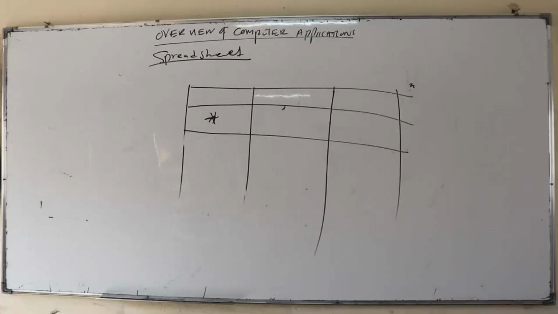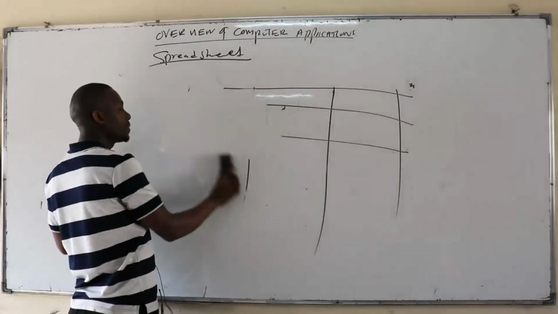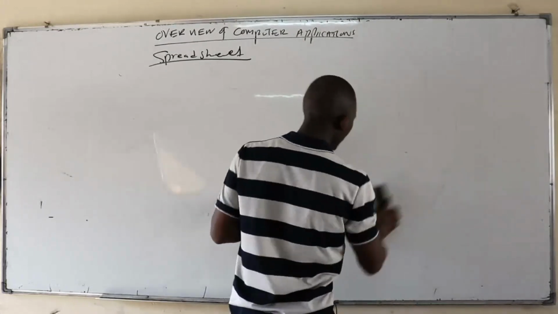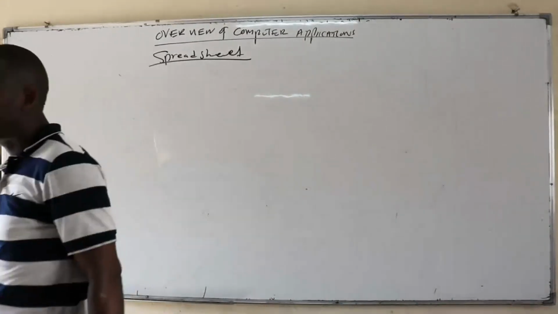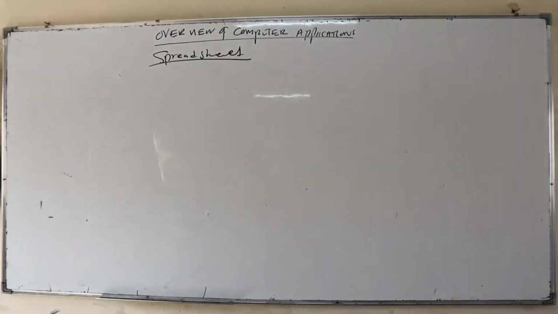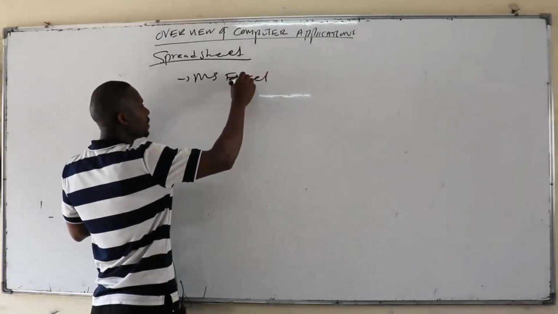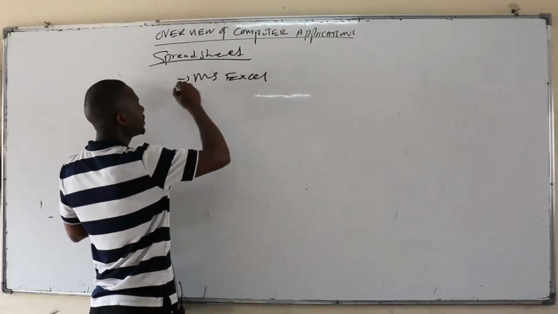So we'll finish with the main spreadsheet applications. Maybe you can write examples of spreadsheet programs. When we talked about applications at the beginning, we also talked about spreadsheets, and we wrote just a few. Here you can write others. Number one, we have Microsoft Excel, which is one of the most common.